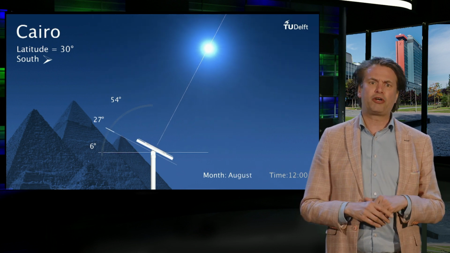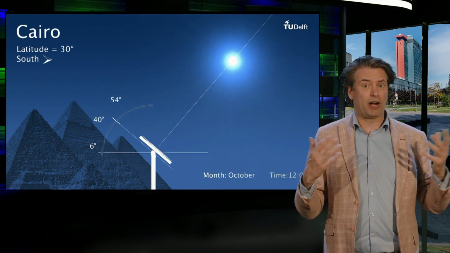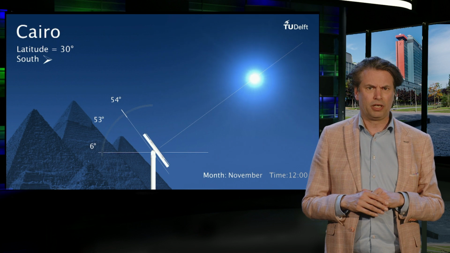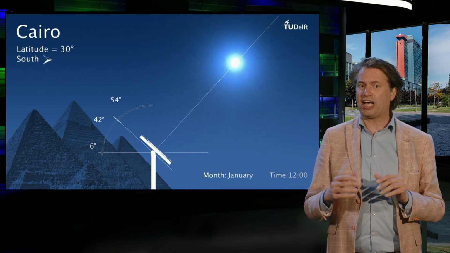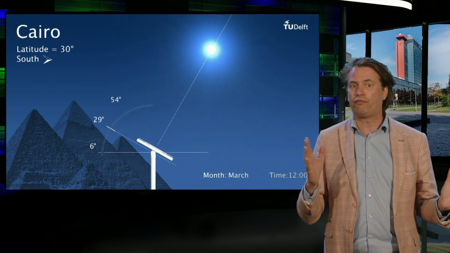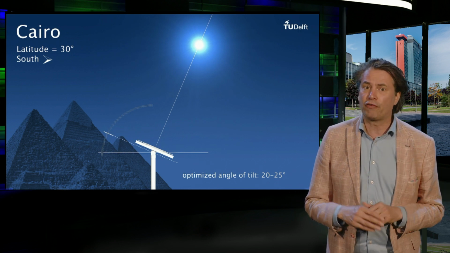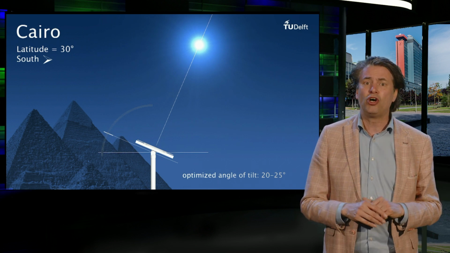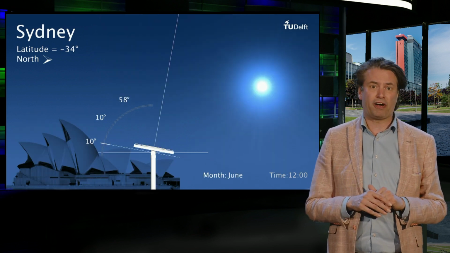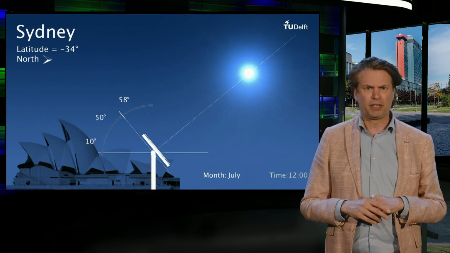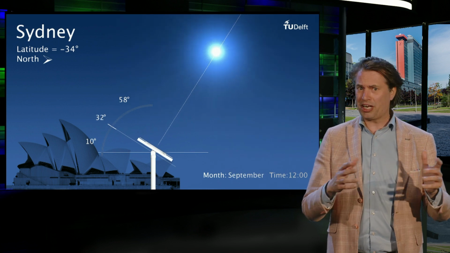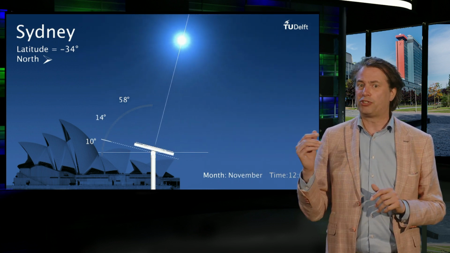Moving closer to the equator, we have Cairo at around 30 degrees latitude. We notice that the range of tilt angles has diminished to around 6 to 54 degrees. The optimized angle of tilt for a fixed PV panel in such a case would be around 20 to 25 degrees facing south. Now let's go to the southern hemisphere, where the solar panel is mounted in Sydney.